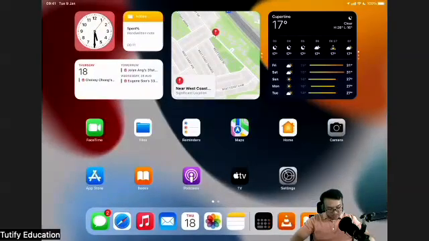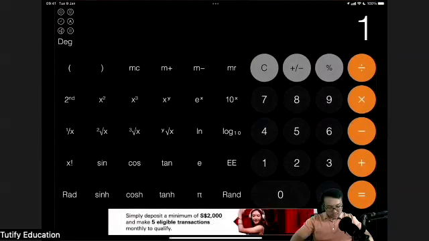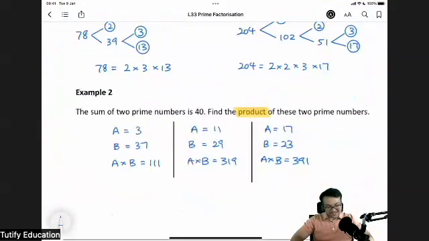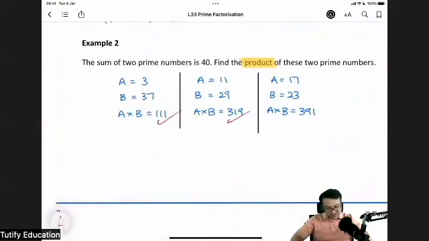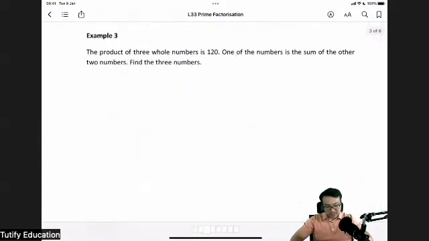Now let me just double check. 11 times 29 is 319. Correct. 17 times 23 is 391. Yes, correct. It's just the 19 and the 91 switching places. Okay, so these are all possible answers. Good job, students. As long as you find any one of these, you are correct. And so far, I think everyone got it. So let's try the next one.